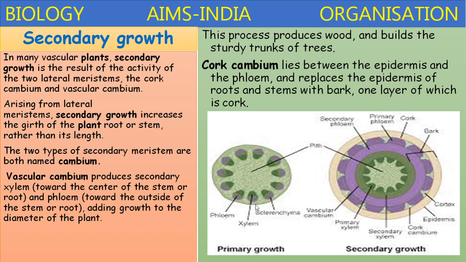If you compare primary growth and secondary growth, in primary growth the pith is very large, whereas in secondary growth the pith is reduced. And in primary growth only xylem and phloem are there, but in secondary growth, primary xylem, primary phloem, secondary xylem, secondary phloem are there, so the extra growth takes place, which increases the girth or the width of the stem.